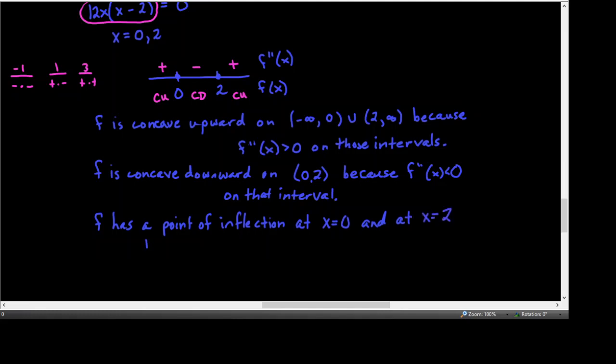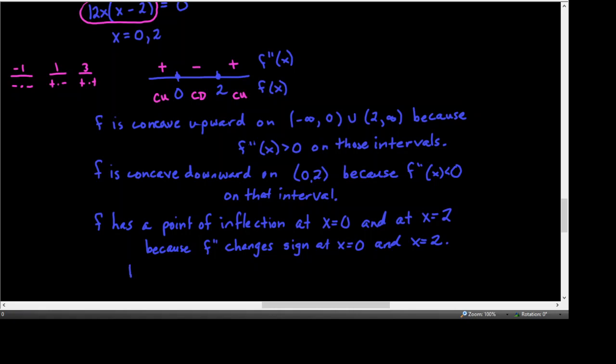Why do we say so? Because f double prime changes sign at x equals 0 and x equals 2. And again, it's not important whether it goes positive to negative or negative to positive. It just doesn't matter. Now, we're asked to find the points of inflection, and of course the word point indicates that it should be a point and not just the x coordinate.